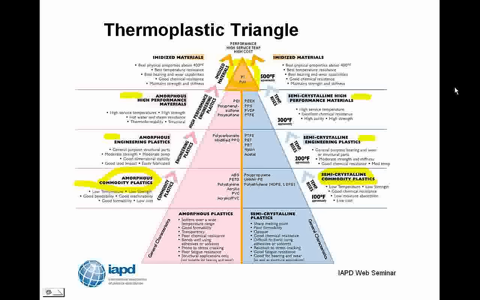Now, whether you're talking about a commodity plastic, an engineering plastic, or a high-performance material, all amorphous plastics tend to have certain things in common. And all semi-crystalline plastics tend to have certain things in common. And that's going to be part of our discussion today, to really focus on the characteristics of amorphous plastics and semi-crystalline plastics. So before moving on, I'd like to say two things.